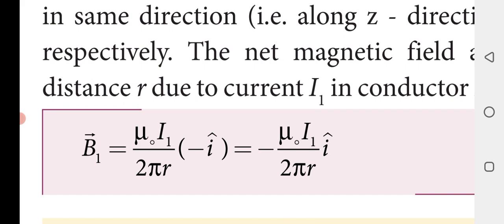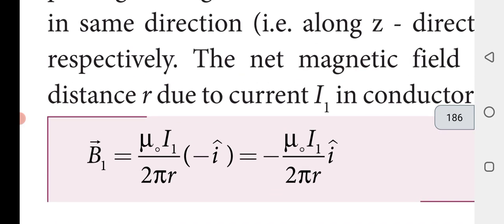For the vector notation we have to use the direction. The component of I denotes the negative direction, as shown in the picture, so minus I represents the negative I direction. Finally, B1 vector is equal to minus mu naught I1 divided by 2 pi r times I vector, a component in the negative, second quadrant direction.